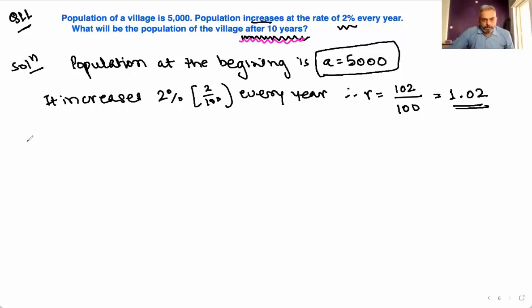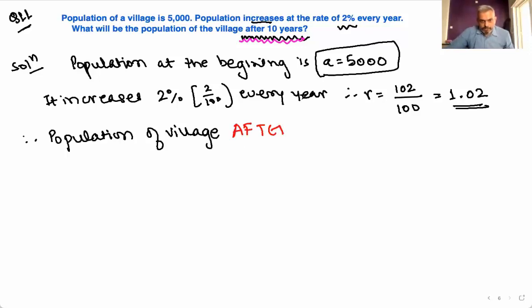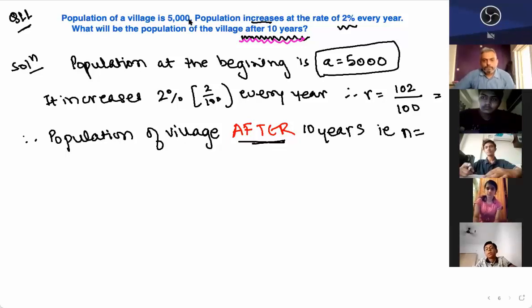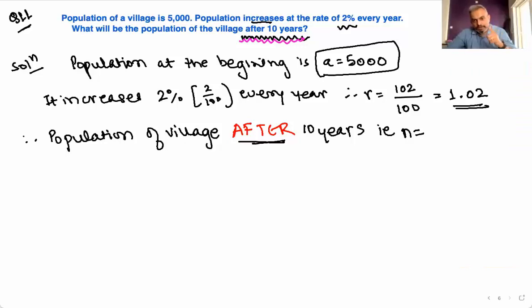Now, therefore, population of village after 10 years. Now, this is important. That is, N is equal to. Can you tell me what is N equal to? 11. Yes. 11. So here, ध्यान देना please. N will not be equal to 10. N will be equal to 11.